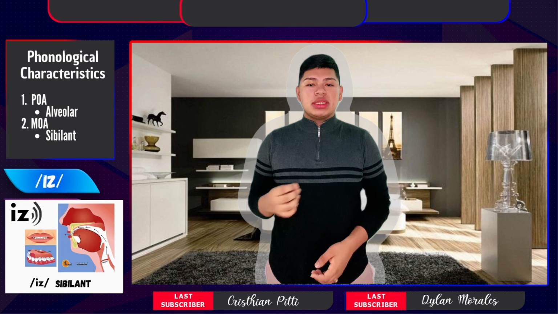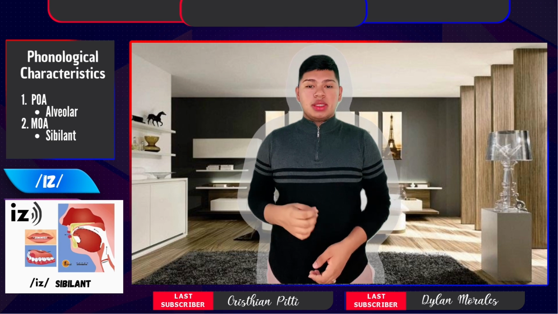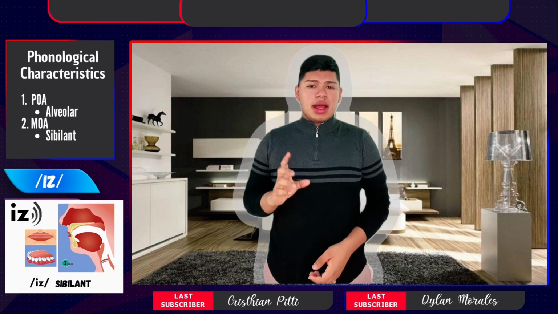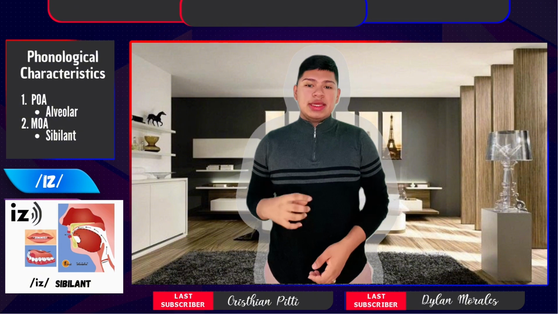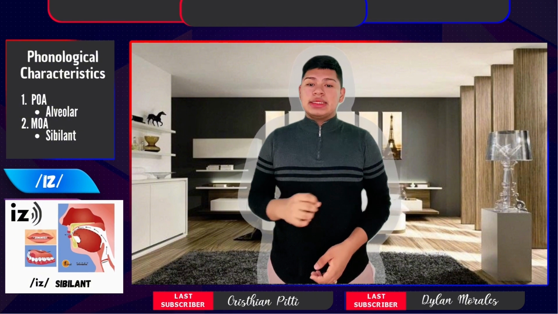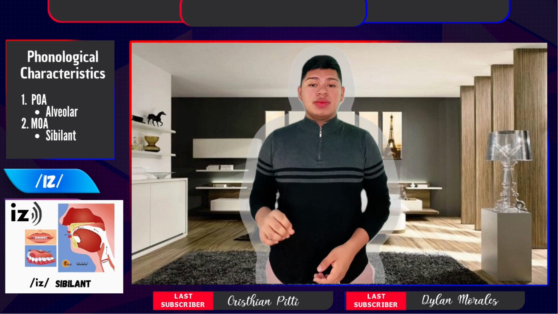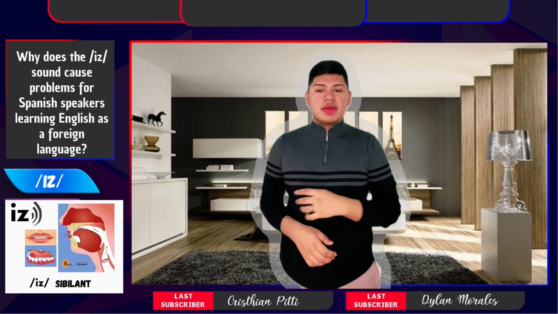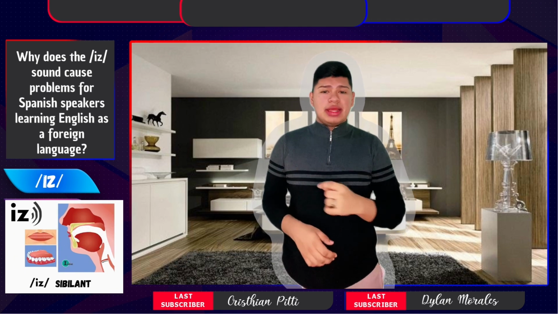As well, manner of articulation. The manner of articulation for the sound Z is sibilant because it's a fricative sound with a hissing or buzzing quality. This is because the airflow is constricted between the tongue and the alveolar ridge, causing turbulence and the characteristic hiss. Why does the Z sound cause problems for Spanish speakers learning English as a foreign language?